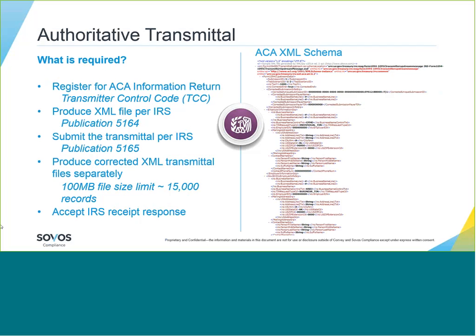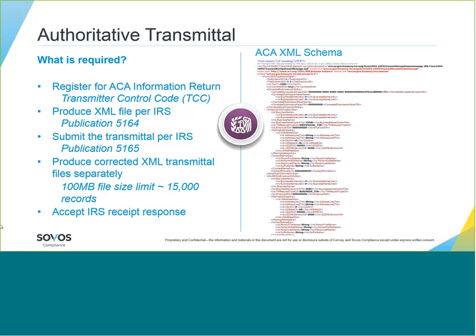So if we take a little bit deeper look at that authoritative transmittal, this is really where some people are starting to recognize the complexity associated with that filing to the IRS. If an organization does decide they want to do it on their own, it will require them to register for a TCC, or Transmitter Control Code. It will also mean that they have to be able to produce the XML files per the IRS publication 5164 we were just talking about, and then submit via the requirements 5165.